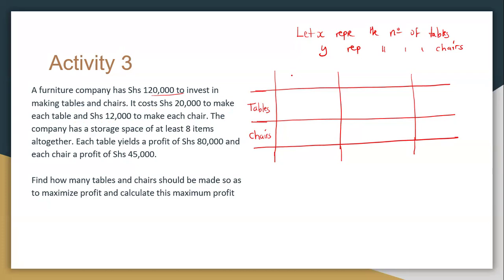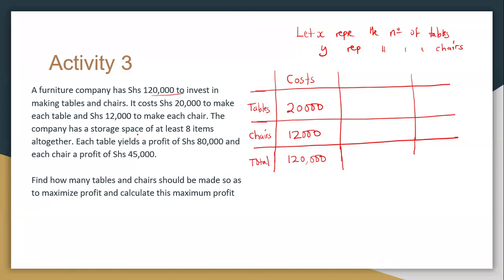The first thing, I'm going to look at the costs. The table is 20,000, so I will put 20,000 here. For the chair it is 12,000. And down here I say, how much total does the company have? This company has 120,000. Members, hope that summary is okay. Is that summary fine for the first part? Okay, very good.